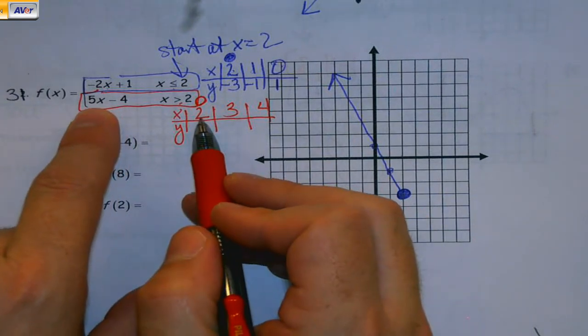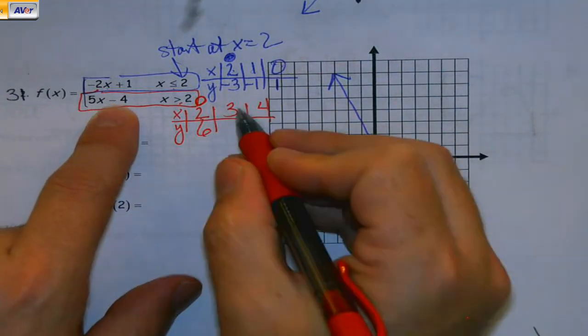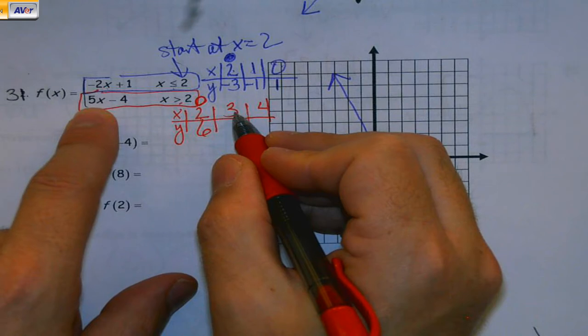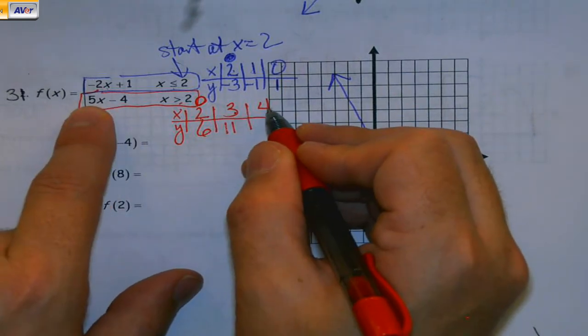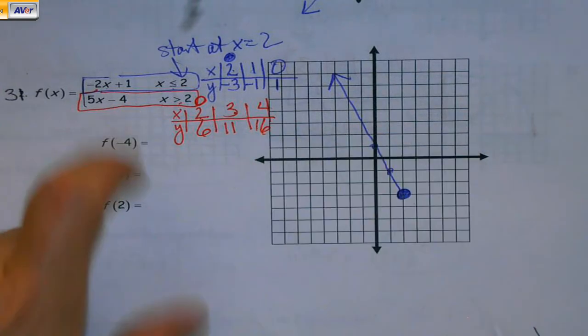5 times 2 is 10, minus 4 is 6. 5 times 3, ooh, this is going to get big, is 15. Minus 4 is 11. Holy cow. 5 times 4 is 20, minus 4 is 16. We're going to be a little off the graph here.